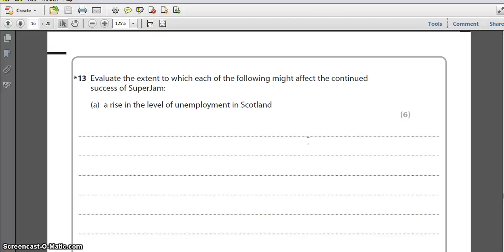Secondly, because the jam is not particularly expensive, even though consumer income's going down, buying jam is not going to take up a huge chunk of someone's income. So people may just still buy it anyway because it's not particularly expensive as a product. It's not really a luxury product, it's more of just a basic product. So for some, it could be a necessity. So that's your evaluation point there.